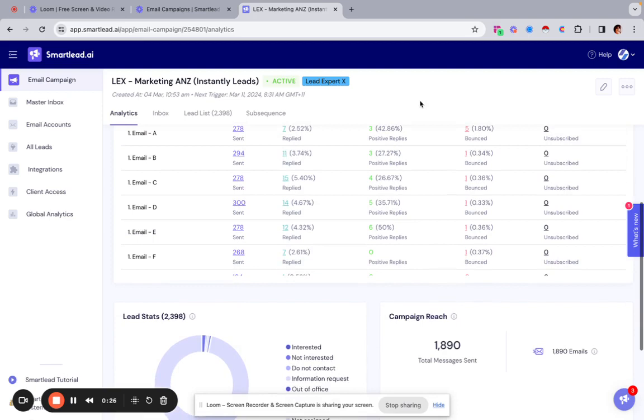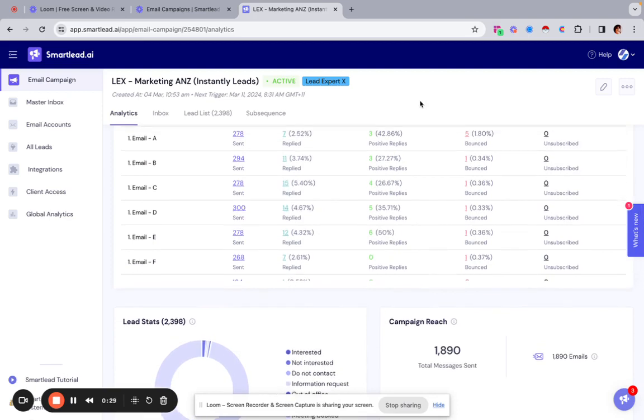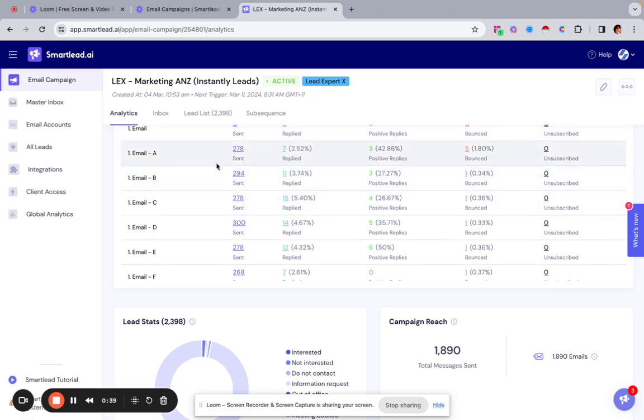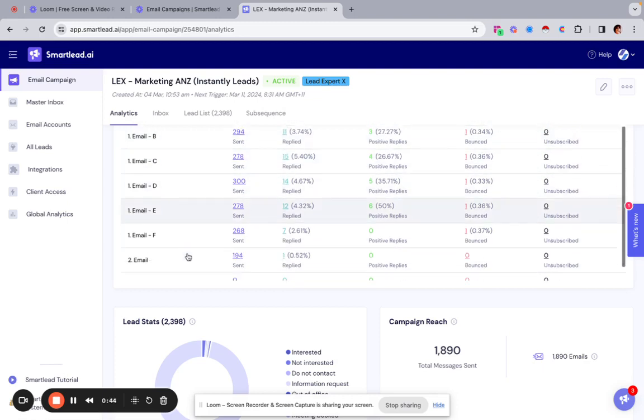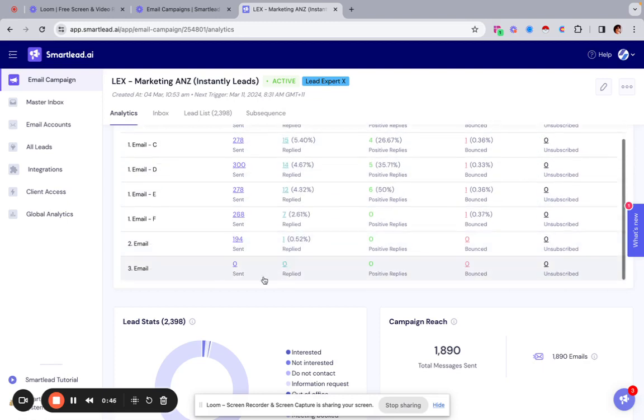Realistically, the most important metrics, and I thank Nick Abraham for bringing me onto this, are two things: email to lead ratio and contact to lead ratio. Email to lead ratio is how many emails you have sent in total. This is per email variance: we've got email A, email B, email C, and then email 2 and email 3. We stopped email 3, actually.